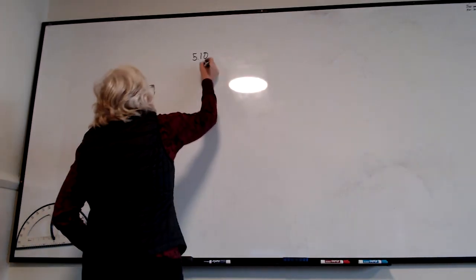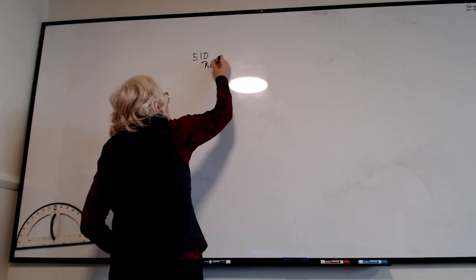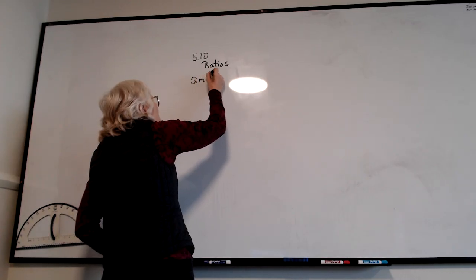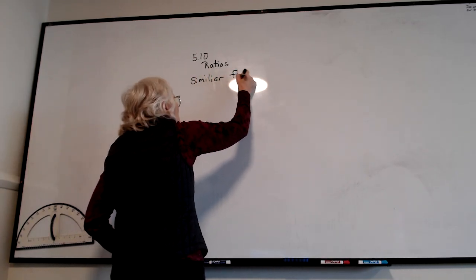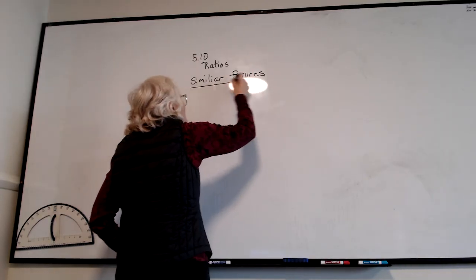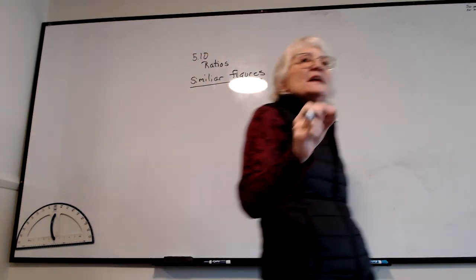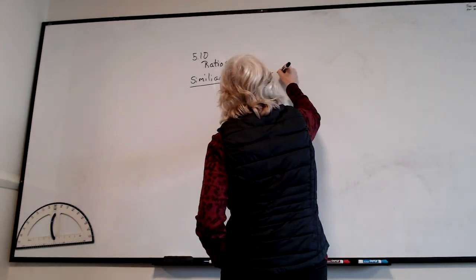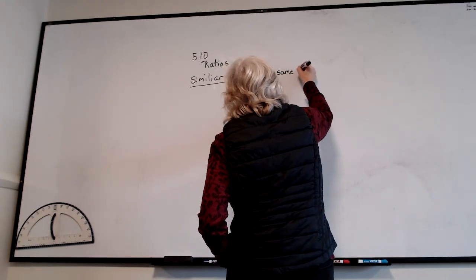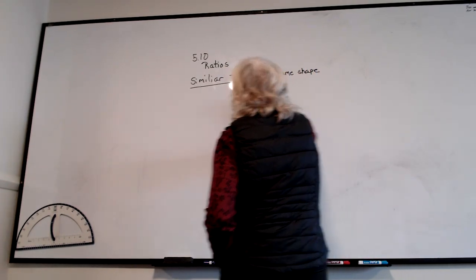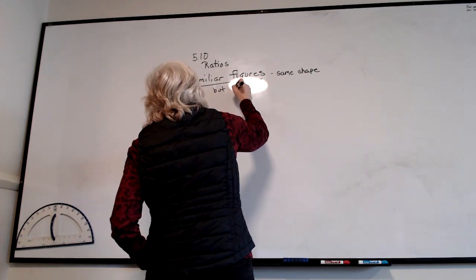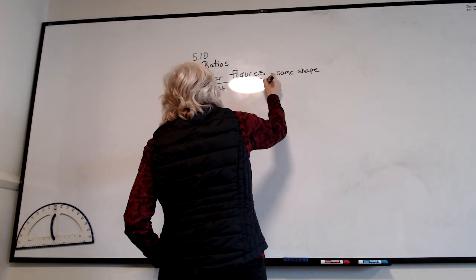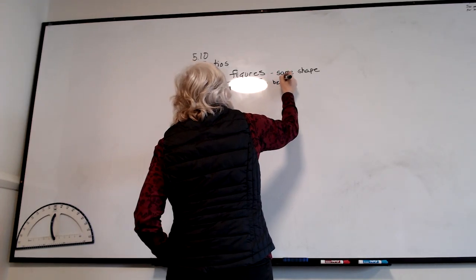Okay, 5.10 is, again, we're going to talk about some ratios. And this is in similar figures. Similar figures are based on ratios. That's how you see it. They are the same shape, but there is a ratio between the sides.